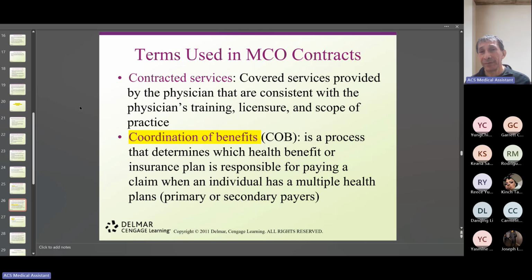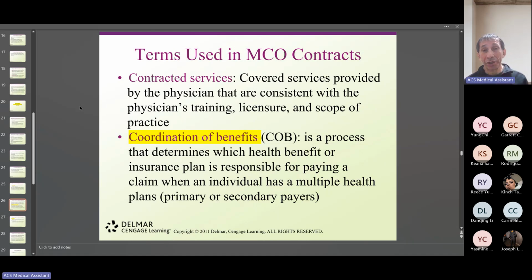Coordination of benefits. This is important, remember. It's going to be on your exam, so you need to understand what coordination of benefits is. Remember, it is a process that determines which healthcare benefit or insurance plan is responsible for paying your services.